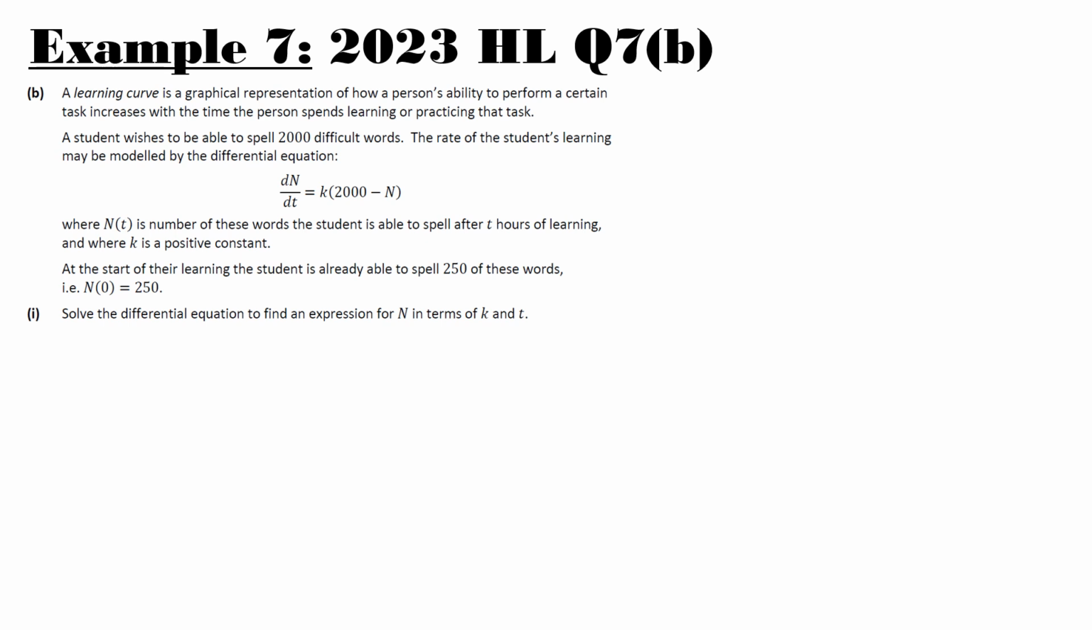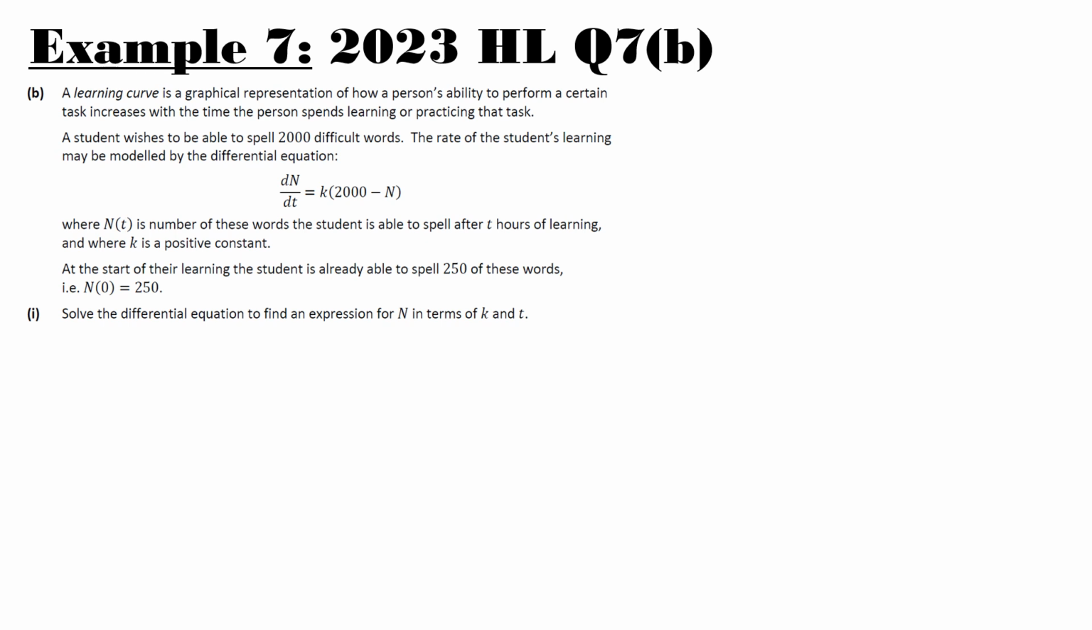A student wishes to be able to spell 2,000 difficult words. The rate of the student's learning may be modelled by this differential equation, which is dn dt is equal to k times (2,000 minus n), where n of t is the number of these words the student is able to spell after t hours of learning, and k is a positive constant. At the start of their learning, students will already be able to spell 250 of these words, i.e. n of 0 is equal to 250. When t equals 0, n equals 250. Solve the differential equation to find an expression for n in terms of k and t.